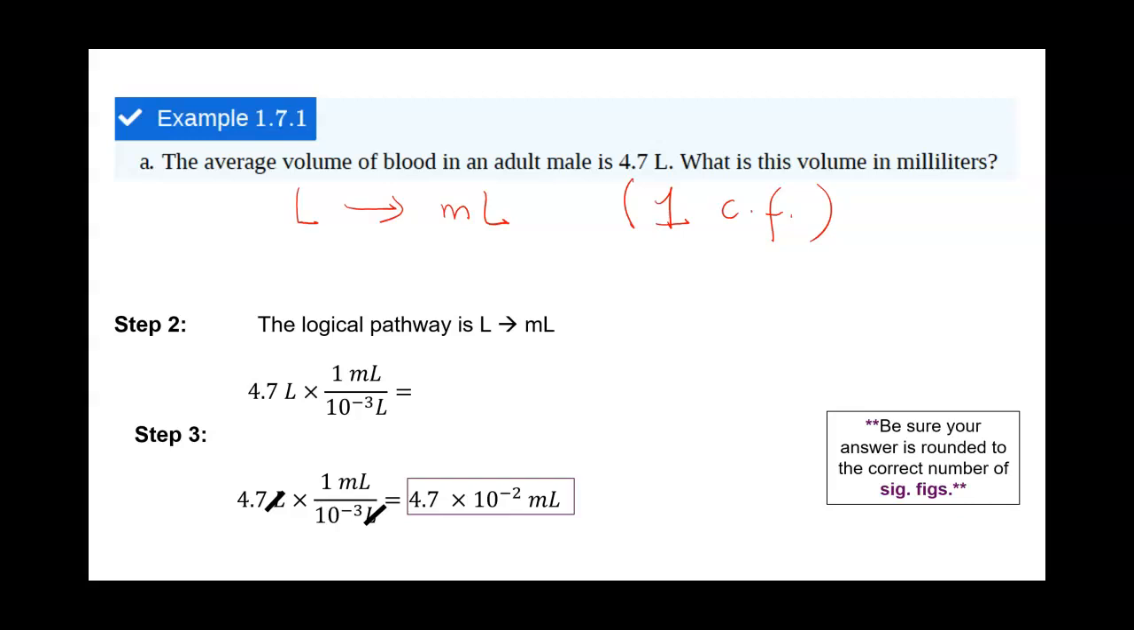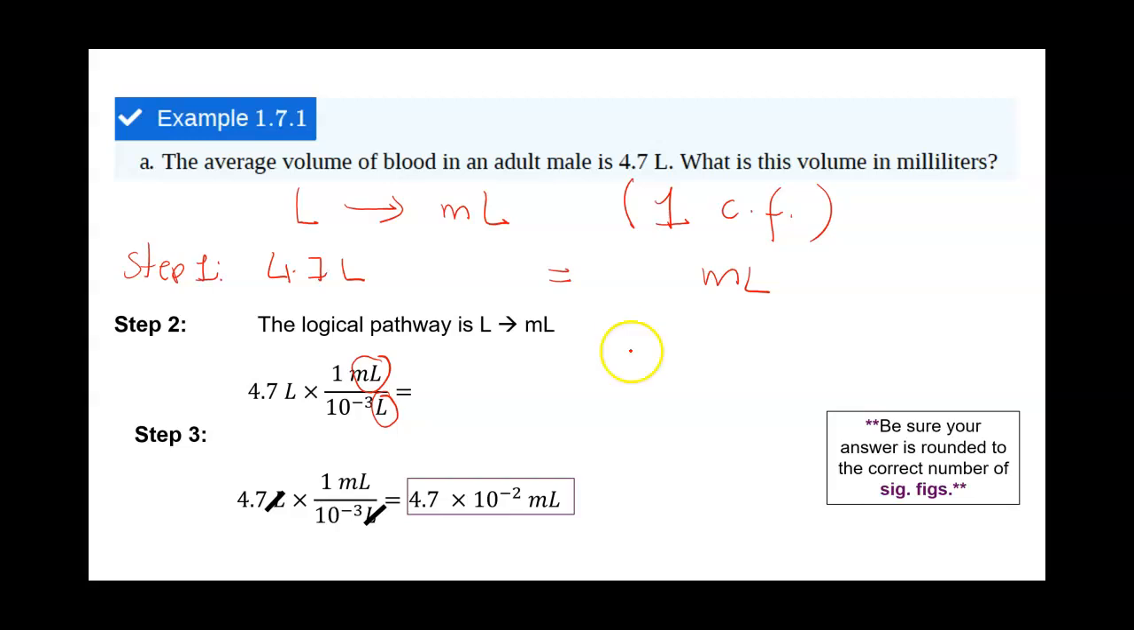So let's set up what's got to happen here. We have 4.7 liters, and we want to turn that into milliliters. So this is my step 1 here. So obviously the best thing to do here is multiply by the conversion factor that has liters on the bottom in order to make sure that liters cancels, and milliliters on the top because that's what I want in my answer.